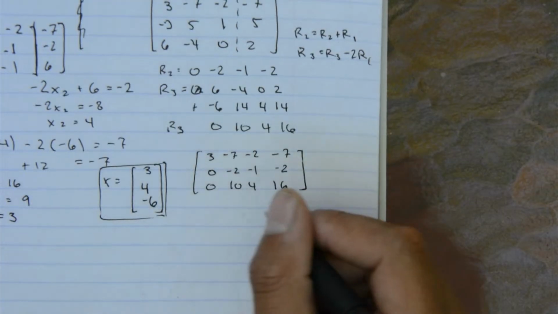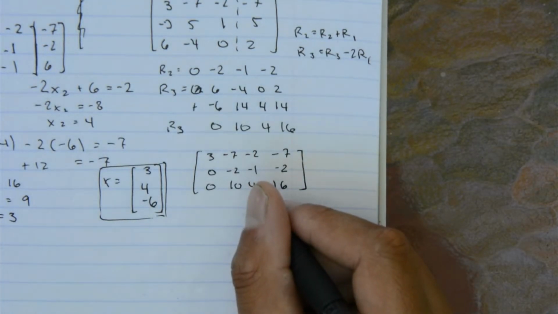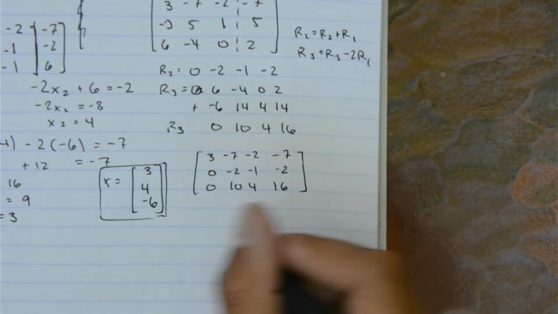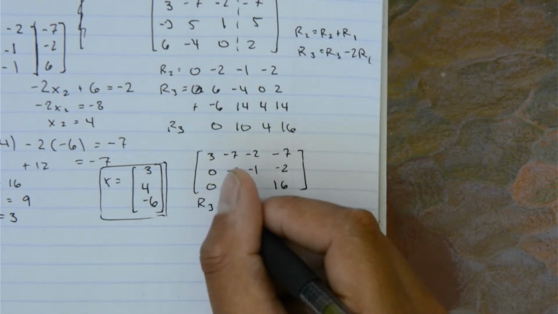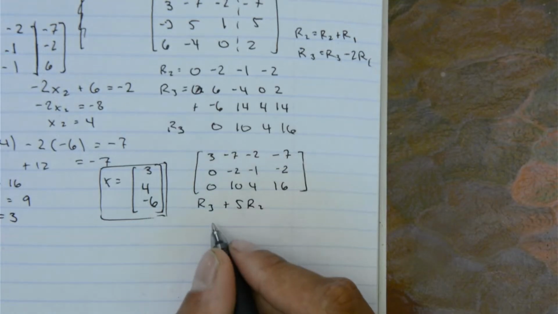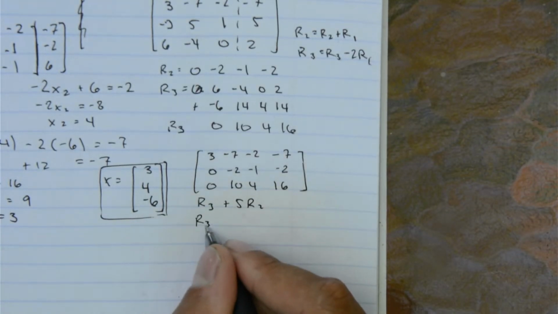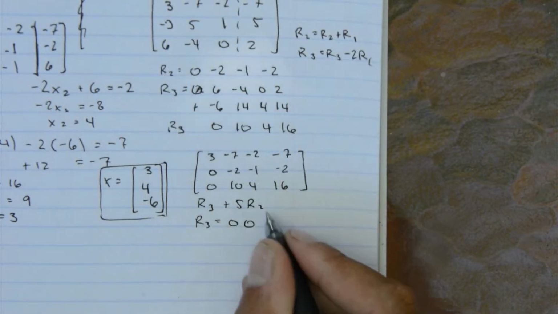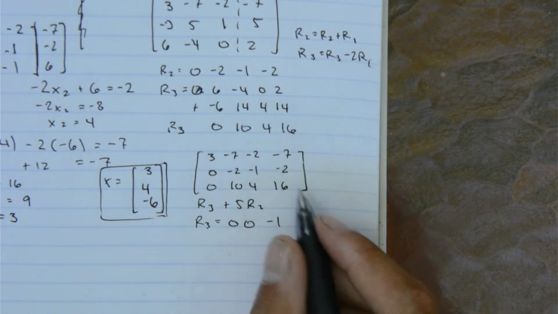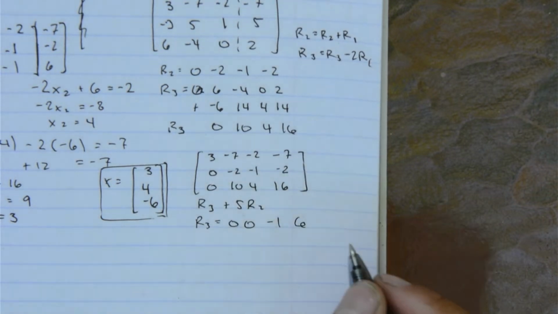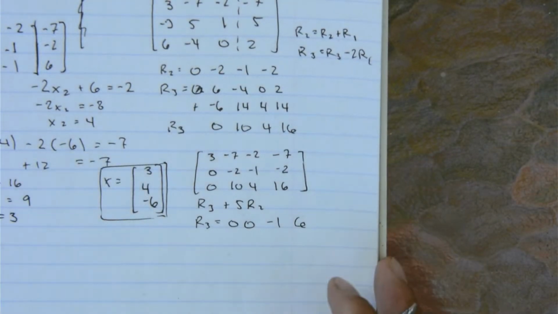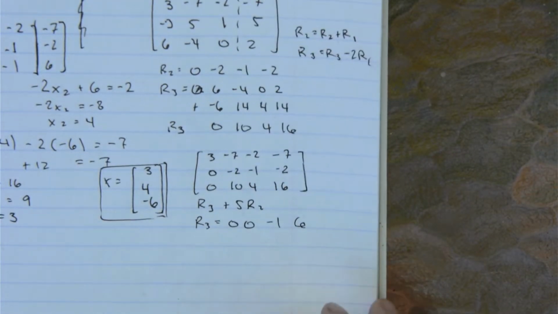So now we're going to get R3 plus 5R2. It's going to be R3 is equal to 0, 0, -1, 6. All right, whatever. We did the most. We did most of it.